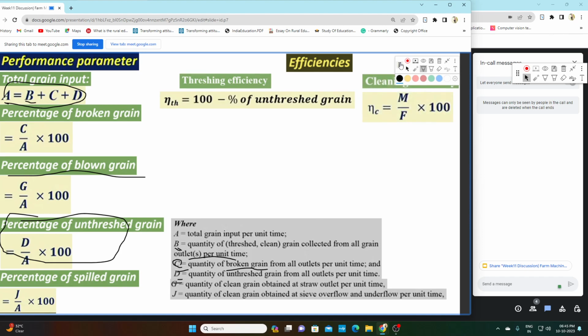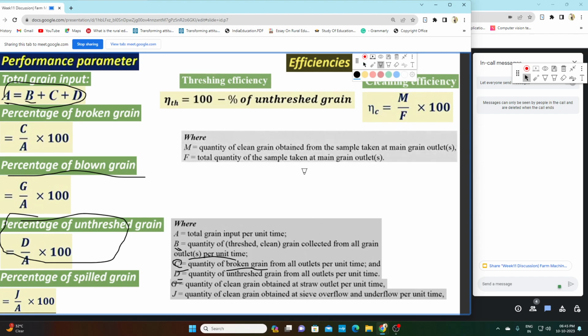Second, we have cleaning efficiency. Cleaning efficiency is given by M by F into 100. What is M? M is the quantity of clean grain obtained from the sample at the main grain outlet. F is the total quantity of sample taken at the main grain outlet. So in the main grain outlet only, we are quantifying the cleaning grain efficiency. Out of the F, how much quantity is clean, that is denoted by M at the main grain outlet.